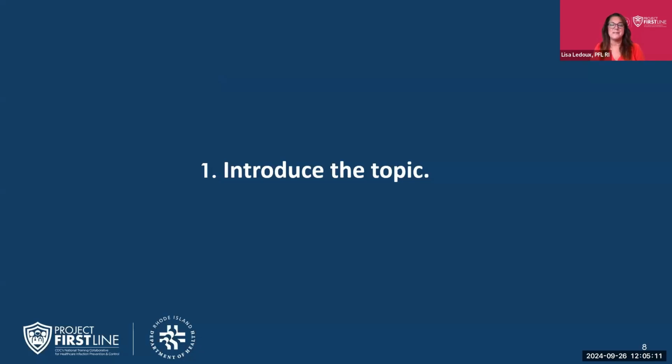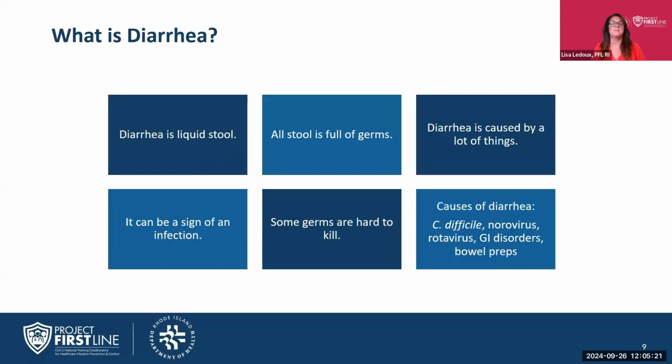So first, you want to introduce the topic to your staff. Today's microlearn topic is diarrhea. We will discuss key points and what you should do if you are near a person with diarrhea. So what is diarrhea? It is liquid stool. All stool is full of germs. Diarrhea can be caused by many things. It could be a sign of a pathogen. Some germs are hard to kill. And some causes of diarrhea can be C. difficile, norovirus, rotavirus, GI disorders, or effects from a bowel prep.